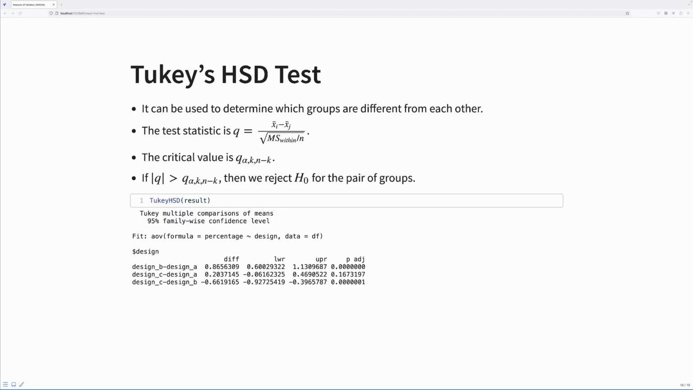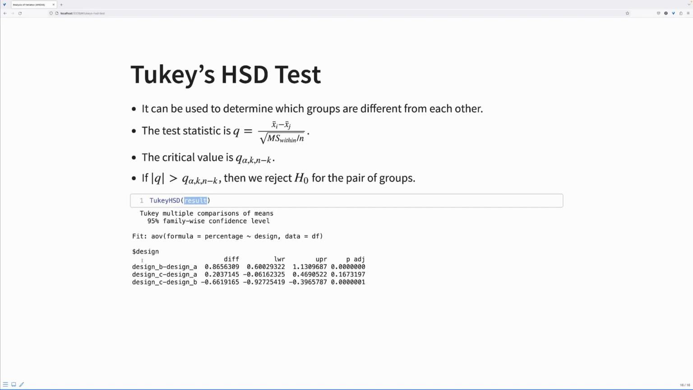So Tukey's HSD test can be used to determine which groups are different from each other. The test statistic is Q, equal to the sample mean difference between 2 groups divided by the square root of MS within divided by n. And the critical value is q alpha, k and n minus k, which can be calculated in R. And then if the test statistic is greater than the critical value, we reject H0 for the pair of groups. So we can just plug the ANOVA result into the Tukey HSD function.